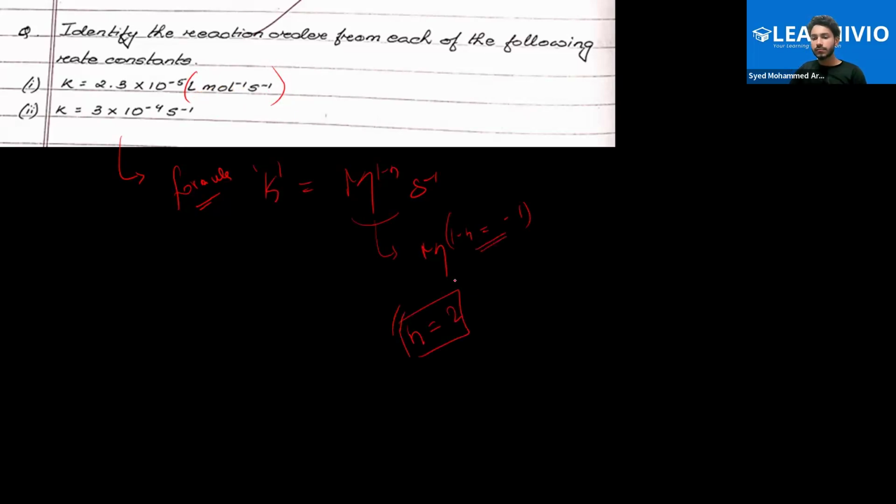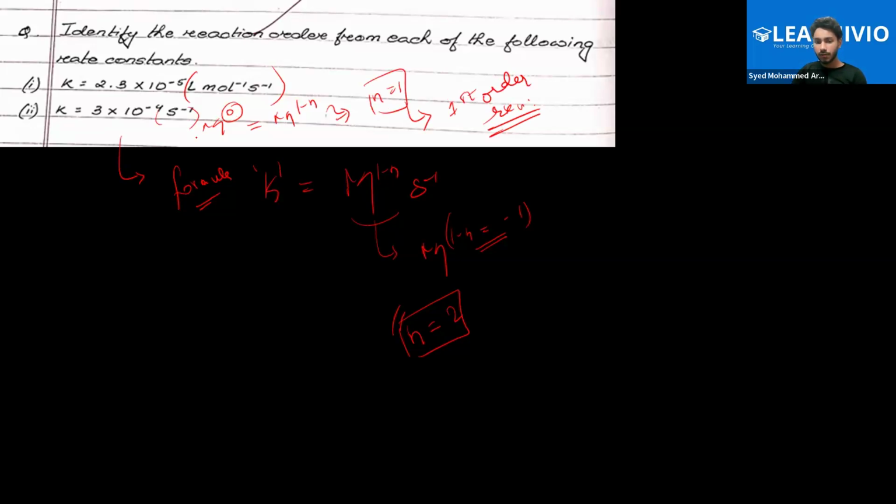The second one is second order reaction. If you see here, M equals zero. It means that if you equate this with the formula, you'll get n equals one. So it means that it is first order reaction. Understood? Is it one or minus one? One. This is first order reaction.